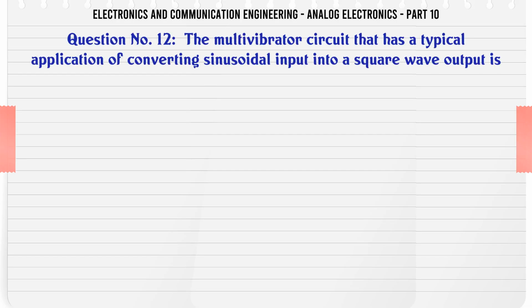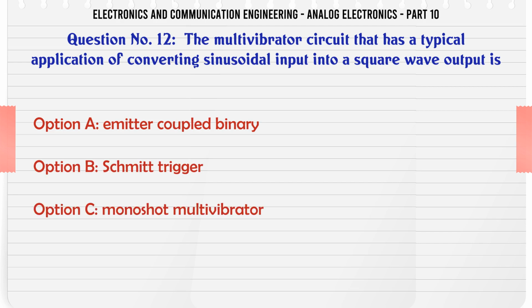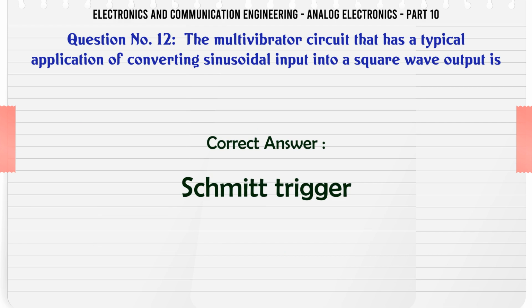The multivibrator circuit that has a typical application of converting a sinusoidal input into a square wave output is: A. emitter-coupled binary, B. Schmitt trigger, C. monostable multivibrator, D. free-running multivibrator. The correct answer is Schmitt trigger.